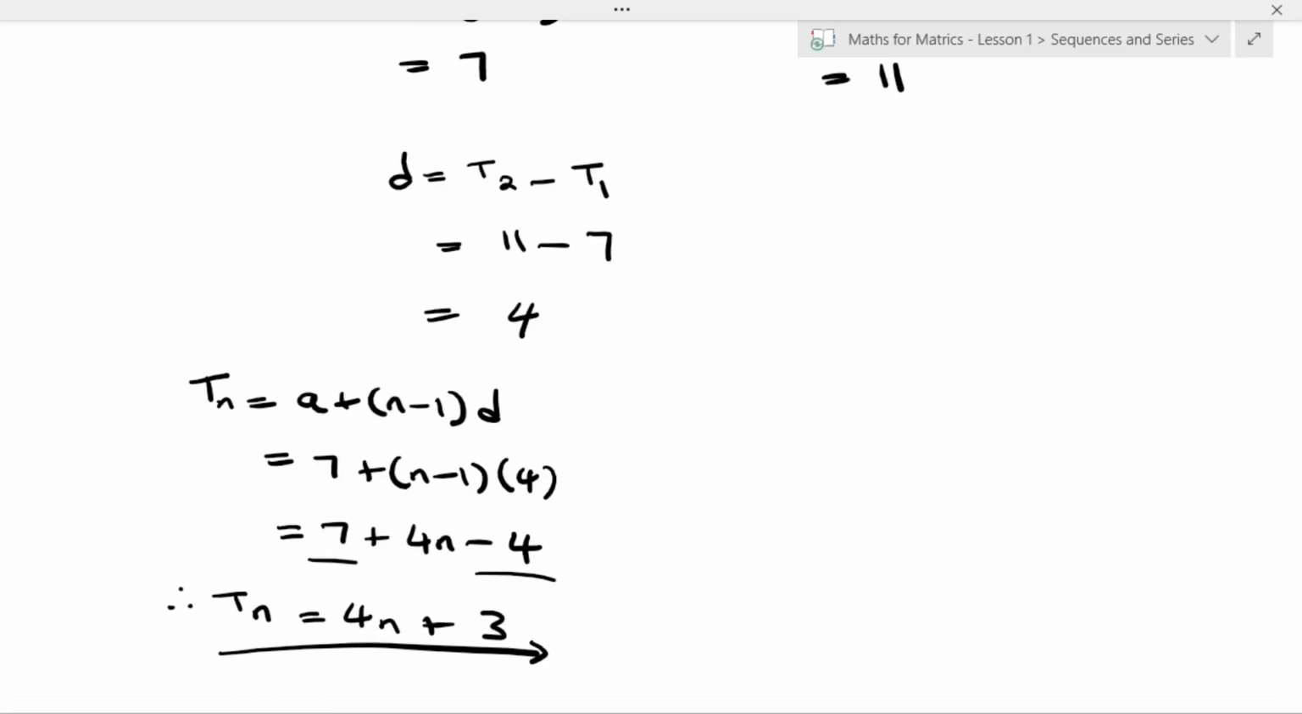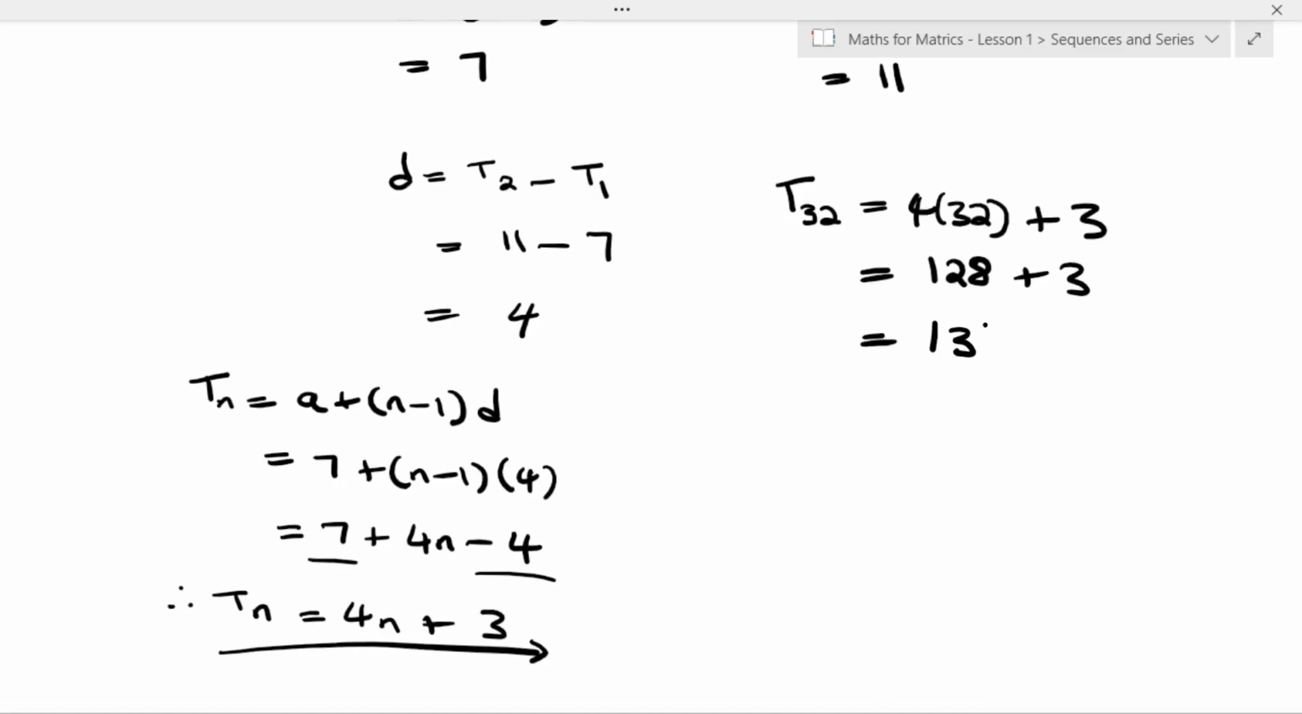Let's use our nth term to find the 32nd term of the sequence. T32 is equal to 4 times 32, plus 3. 4 times 32 is equal to 128. 128 plus 3 is equal to 131. Therefore, T32 is equal to 131.